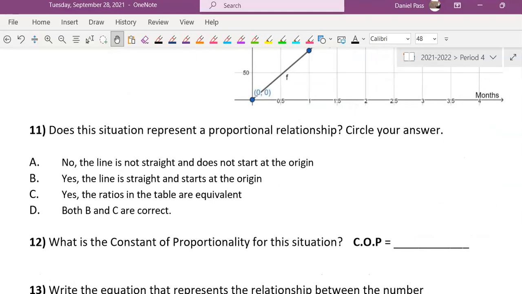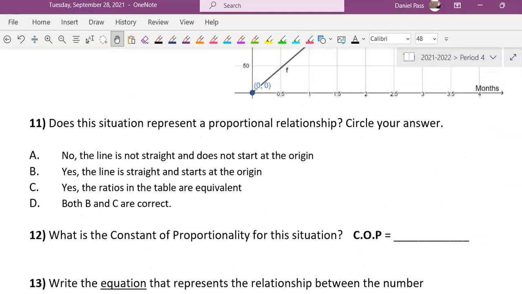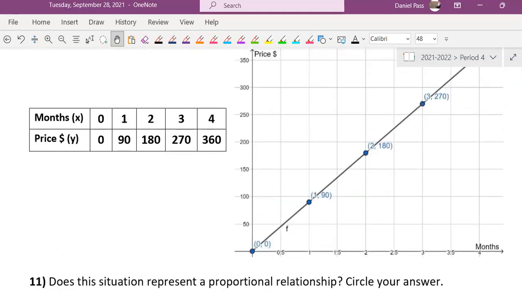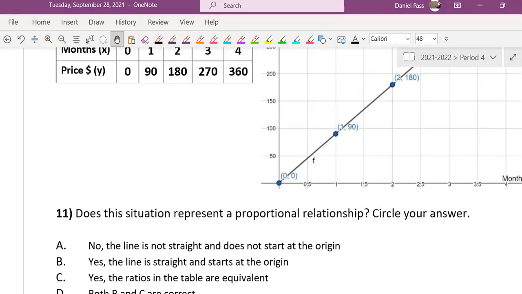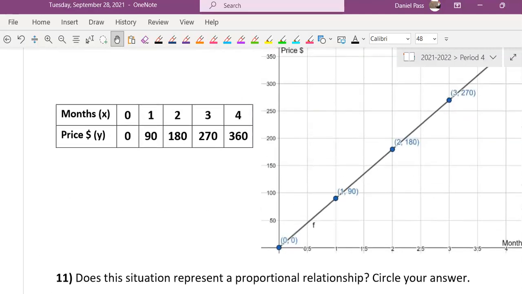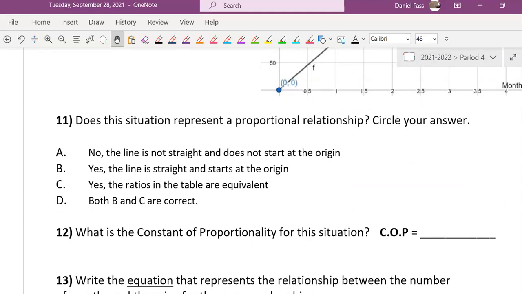So we know it's not A. All right, so let's read through these other ones. B, what does B say? Yes, the line is straight and it starts at the origin. Okay, is that true? Yes, it is. Okay. What about this one? Yes, the ratios in the table are equivalent. Okay, are the ratios the same? Yeah. So then our answer is what? D. You are correct. Both B and C are right.